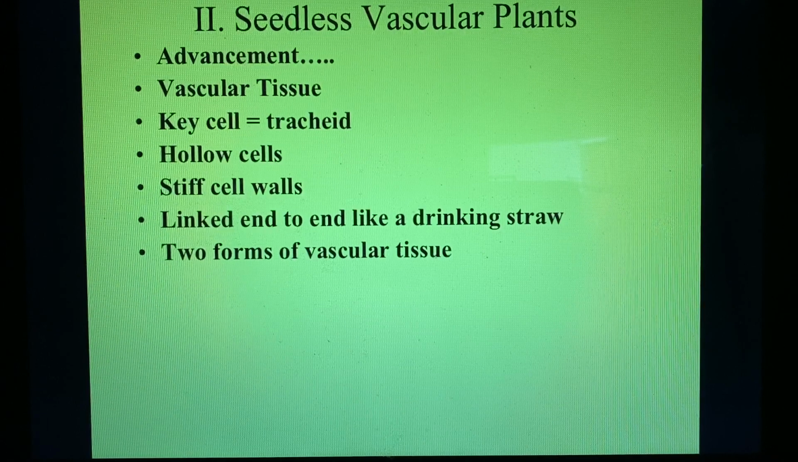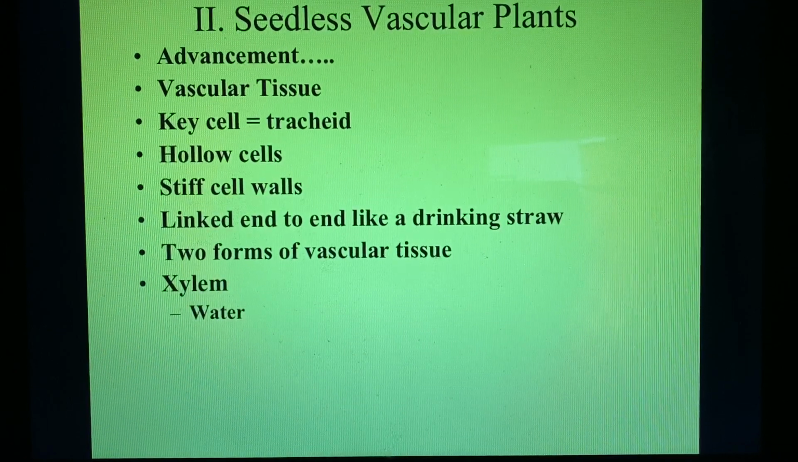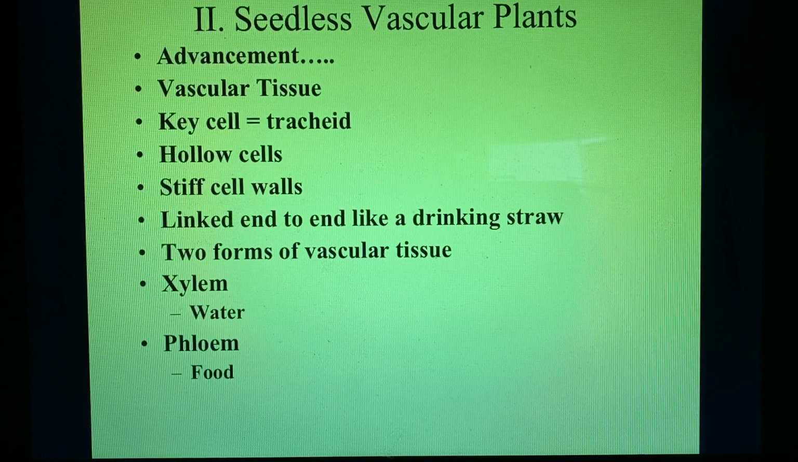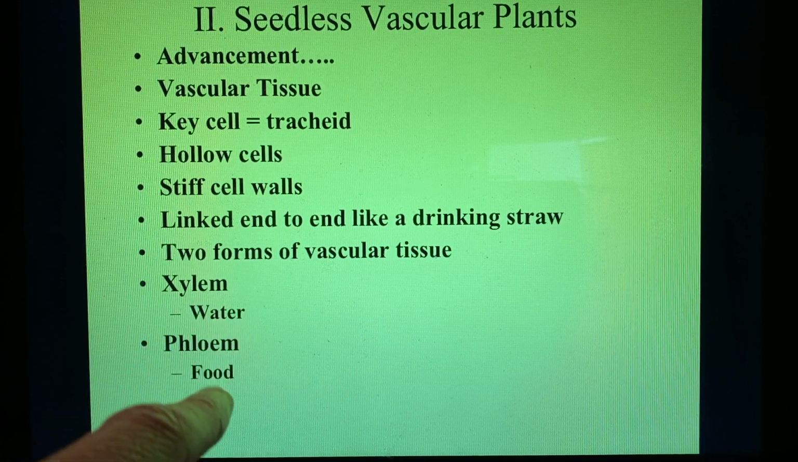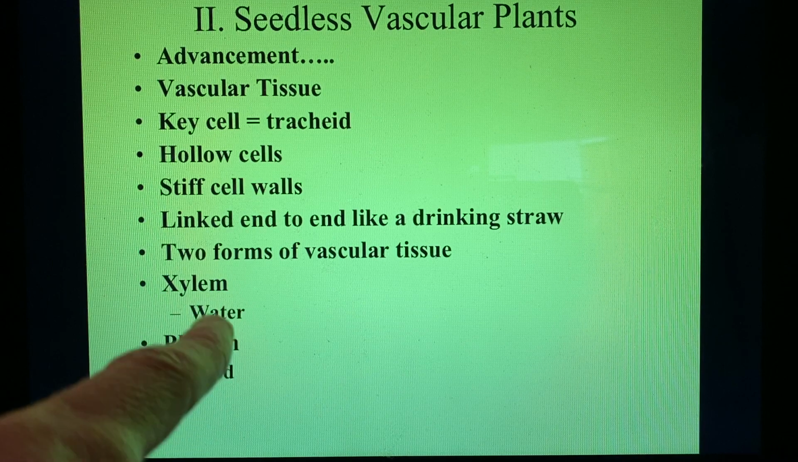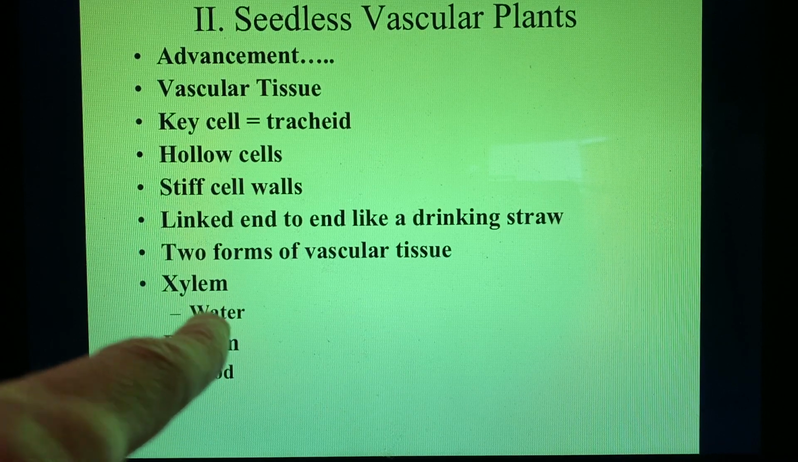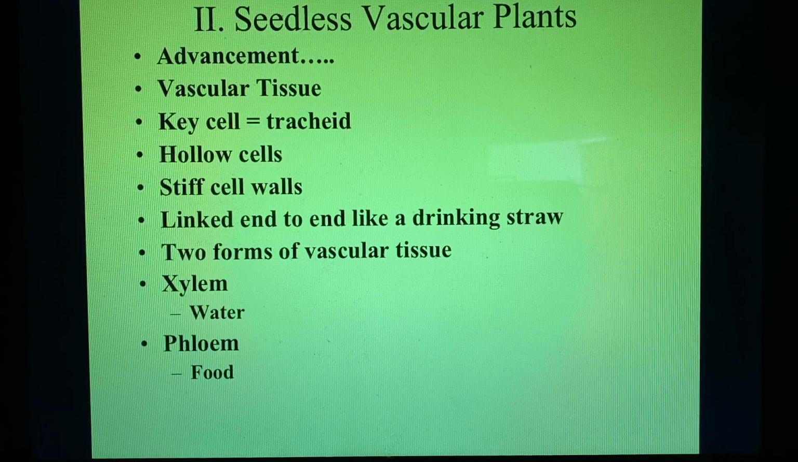Pretty cool. Now, there are two forms of vascular tissue. One of them is called xylem, and it transports liquid or water. And then the other one is phloem, and it transports food. So two different systems. In us, it's all one system, but they actually have two different ones. So xylem for water, phloem for food. And that's important. Not only are those two words, would they have been on the PSSA, those are also on the Keystone in 9th grade, which is coming, hopefully, if they let us back in school.